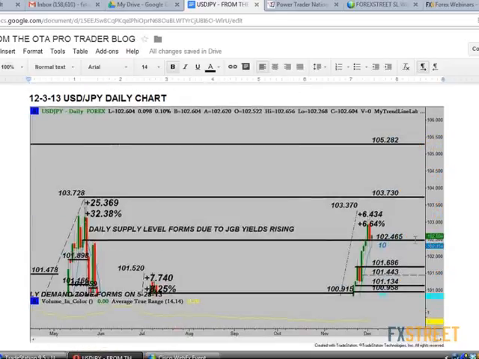On the daily chart, we are in a daily supply level, which had formed due to rising yields on Japanese government bonds, which we call JGBs. It had been tested on the way down in late May, early June of last year, and now we're testing it again for the second time. Of course, we need to push above 103.73 at this point to make new 2013 highs. And the next supply level, as you can see above current price, I've mapped out at around 105.28.